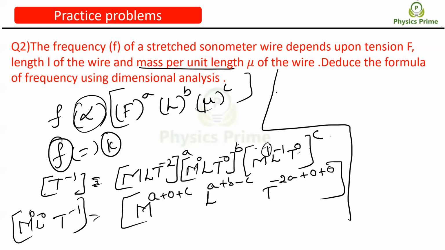Tell me. So A plus C is equal to 0. And A plus B minus C is equal to 0. And minus 2A is equal to -1. That is 2A is equal to 1. That means A is equal to 1 by 2, right?